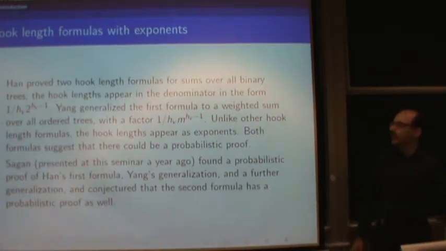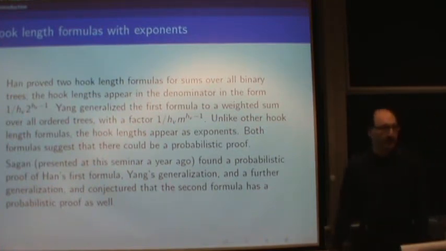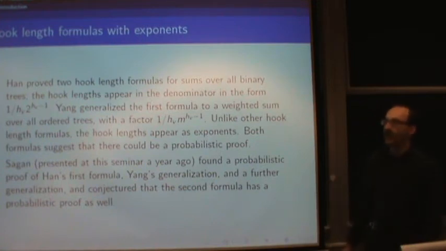Okay, so for our main results, I will state the results in a minute. Hand proved 2 different hook length formulas for sums taken over all the binary trees, in which the hook lengths appeared in the denominators, but not just as 1 over HV as they did in the formula we just had, and also in many other hook length formulas for Young tableau and such, but also the hook lengths appeared as an exponent, 2 to the HV minus 1.